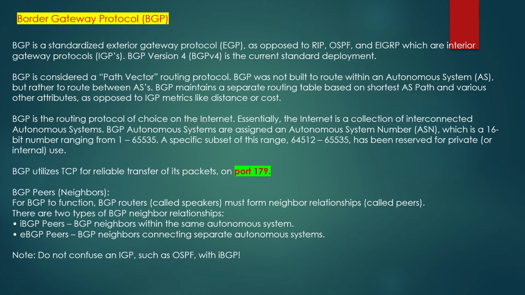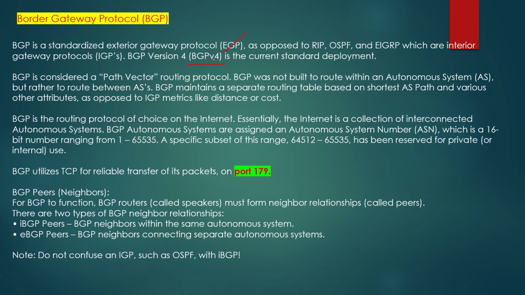BGP is the exterior gateway routing protocol. We have only one version, version 4. We don't have another version because for the last 40 years the BGP internet has been established already. If you change the version or the protocol, the entire internet will collapse. That's why they are not even touching the BGP version. They are only improving the features.